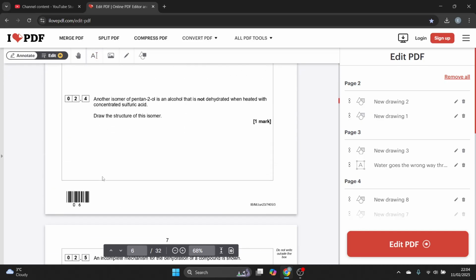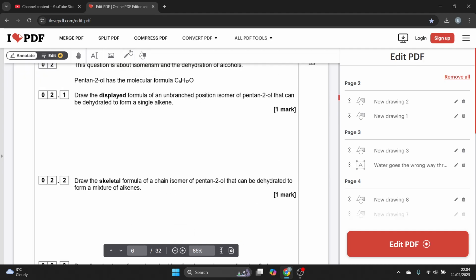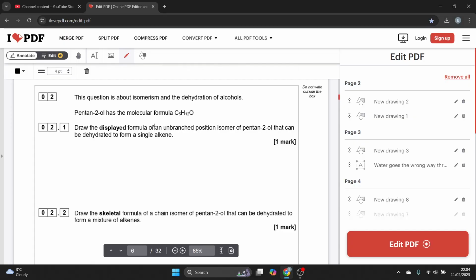Question 2. Draw the displayed formula for the unbranched position isomer of pentan-2-ol that can be dehydrated to form a single alkene. So the displayed formula of pentan-1-ol then. So methane, ethane, propane, butane, pentane.